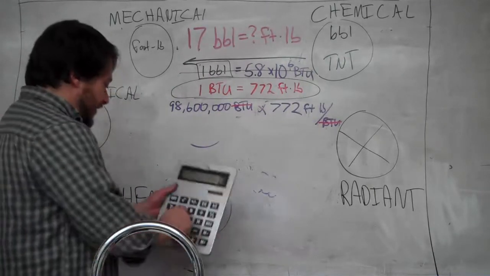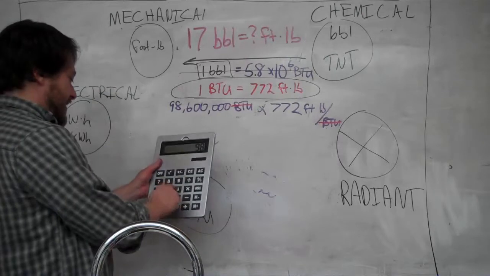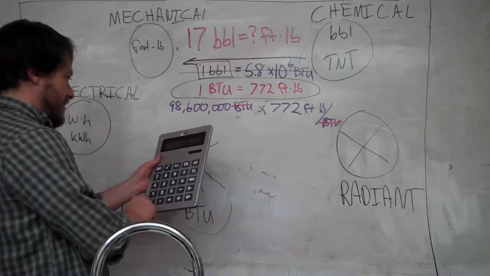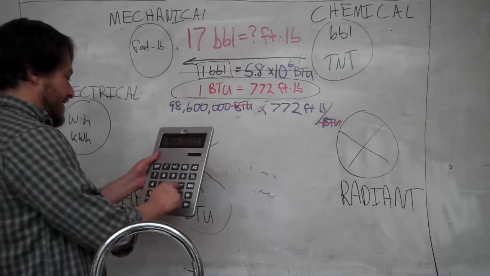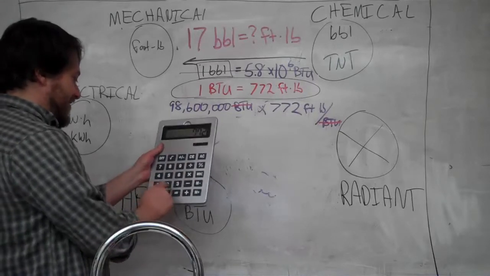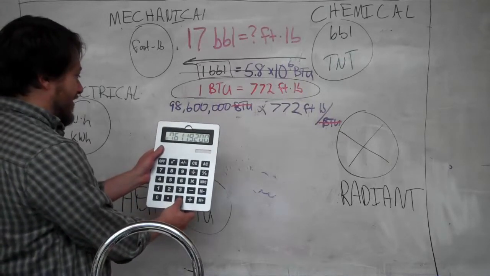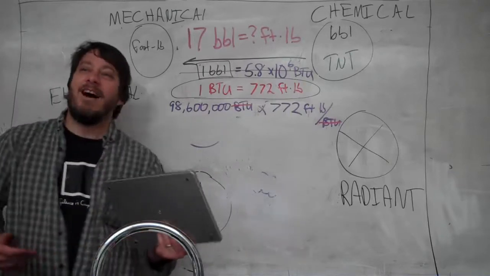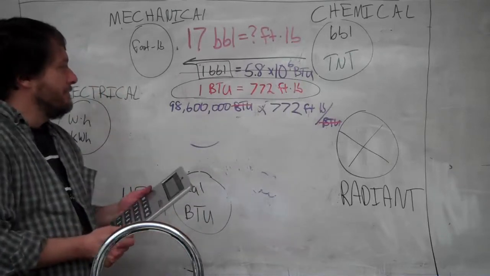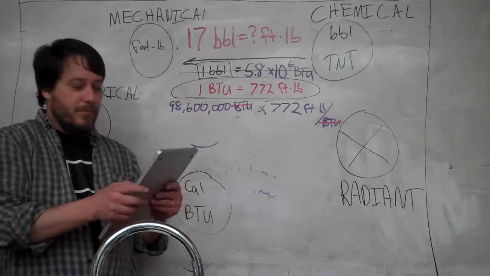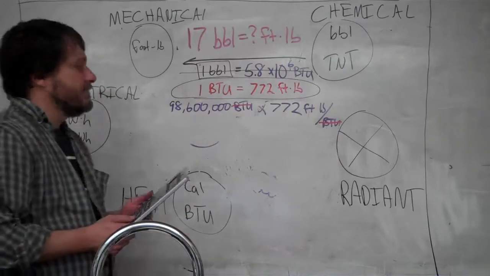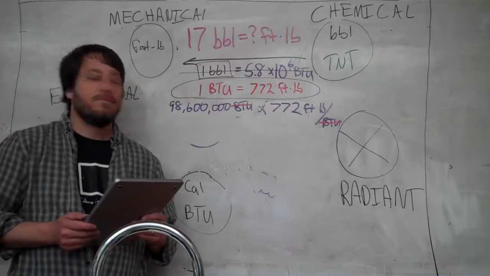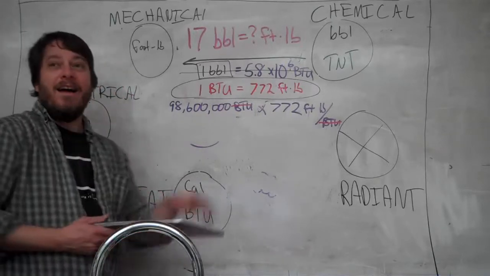Let's do it. Oh, I erased my 98 million. 98.6 times 772. All right, so how can you do this? You could write down 9.86 times 772, and then add on the amount of decimal points it moved.